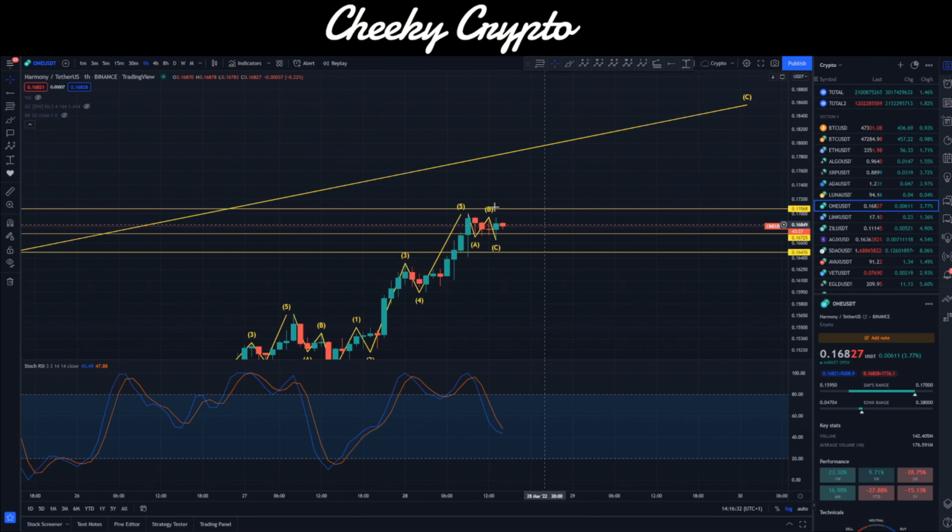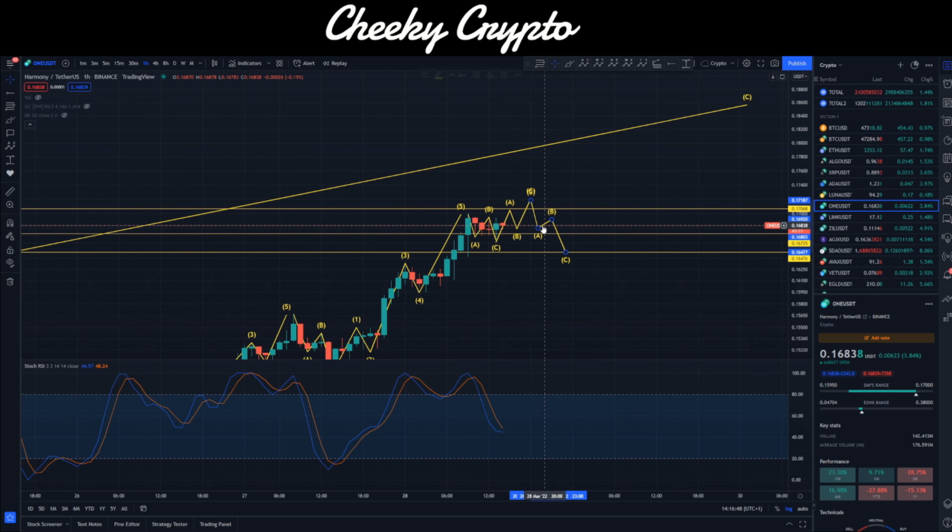So what we're seeing here might be a more complex kind of 4th wave correction, where we have a double or triple corrective play. Okay, so we might actually rally up higher than the A wave high, and then we come down lower than the previous C wave low there.